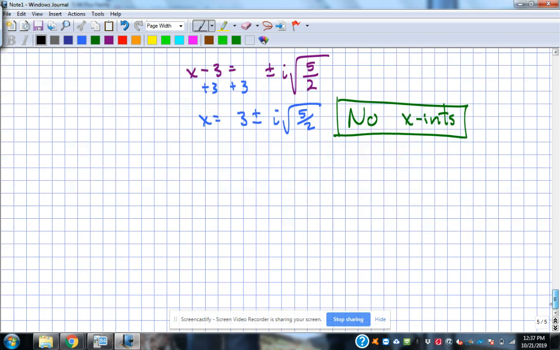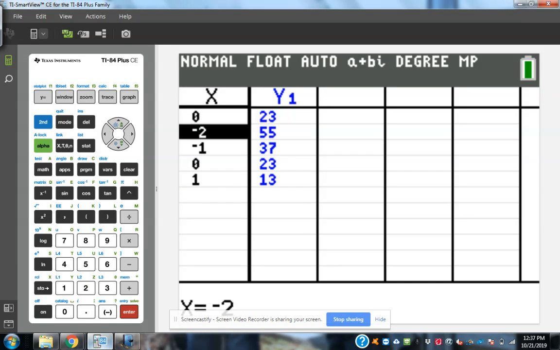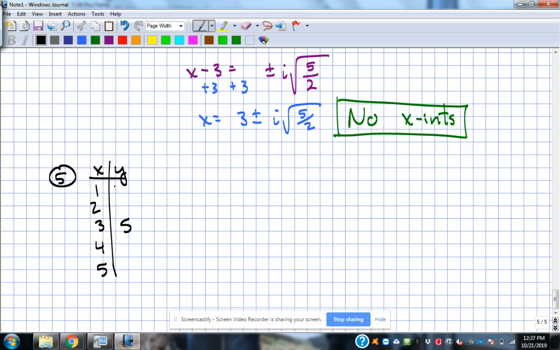All right, let's make a table so we can draw the graph. What goes in the middle of the table? 3, 5. To the left of 3 would be 2 and 1. To the right of 3 would be 4 and 5. And I'm going to use my calculator to help me make that table. 1, 2, 3, 4, 5. So 13, 7, 5, 7, 13. That's right.